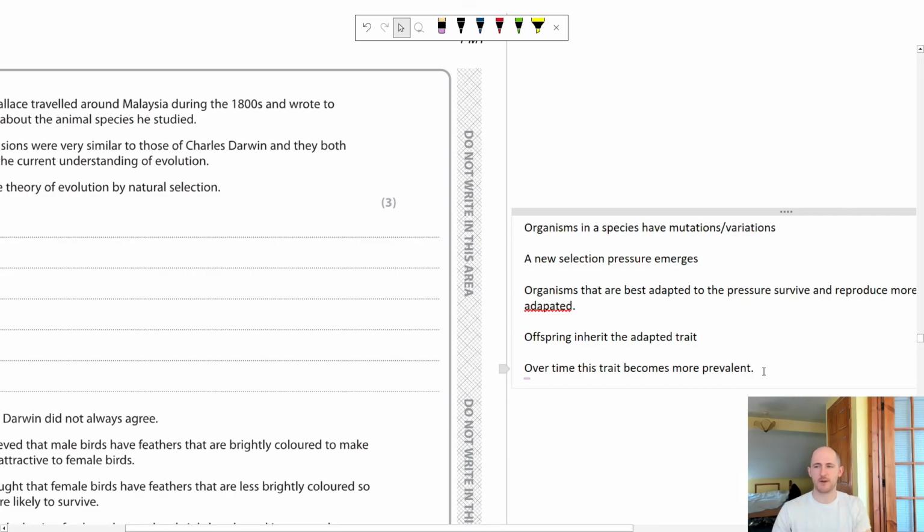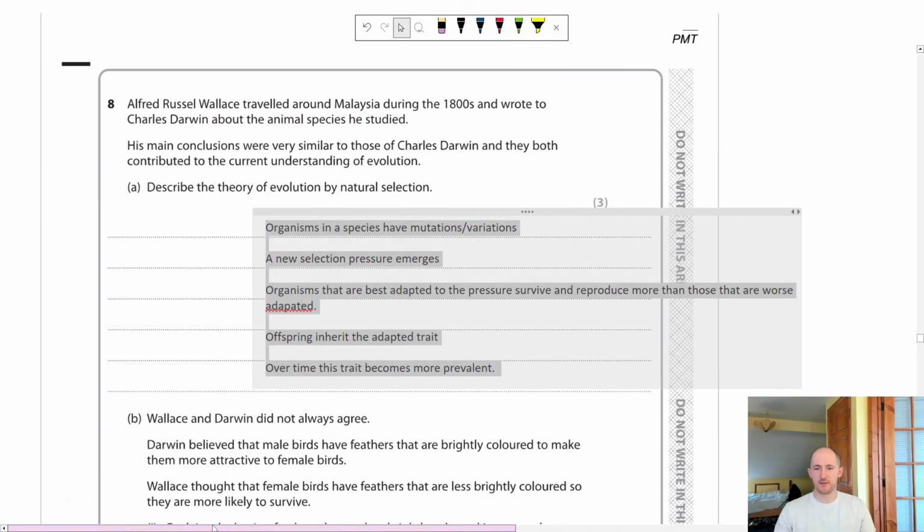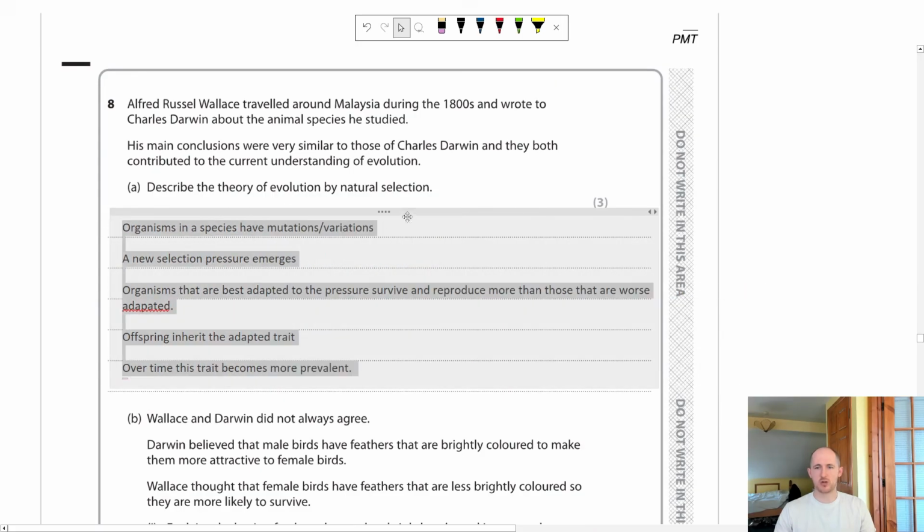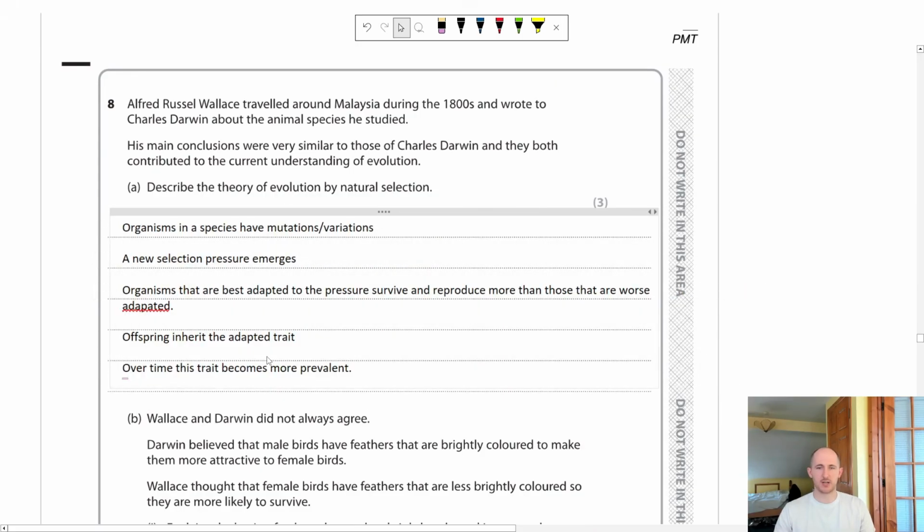It looks wrong both ways I wrote it. Anyways, as it becomes more prevalent, that means more members of the species will have it. But again, it doesn't mean all of them will have it. But anyways, story for another time. So you only need 3 of those marks, but hopefully that gives you a good summary of what natural selection actually is, okay?